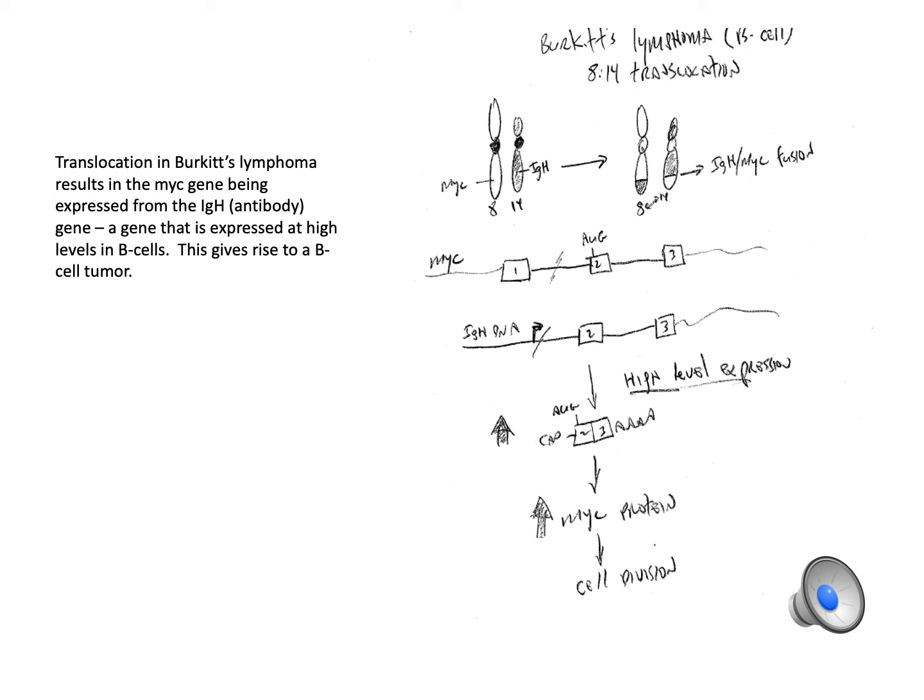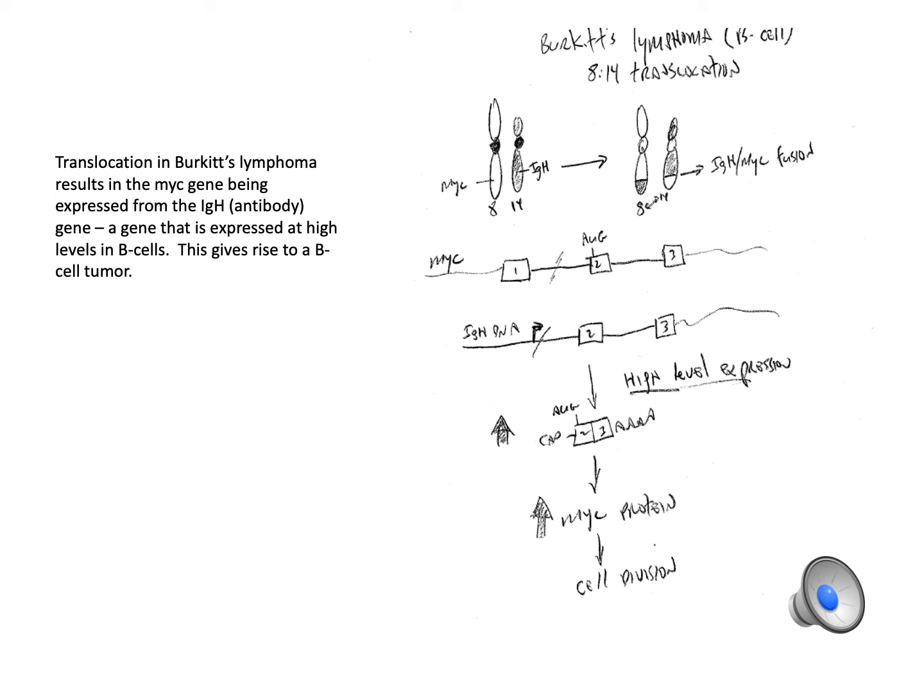So if you look towards the top, I drew out the chromosomes. Chromosome 8 is the white chromosome. Chromosome 14 is a smaller chromosome, which is colored in. And the translocation involves the ends of each chromosome. You can see on the right-hand side, it's called a reciprocal translocation. Part of chromosome 14 has moved on to chromosome 8, and part of chromosome 8 has moved on to chromosome 14.